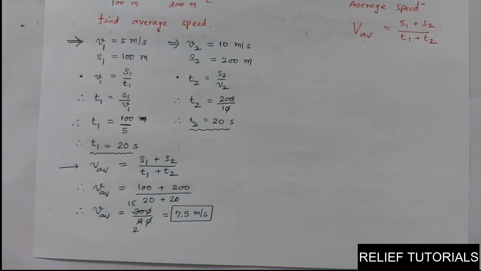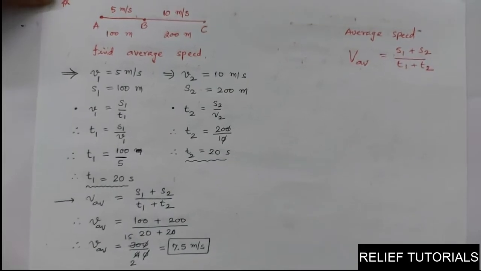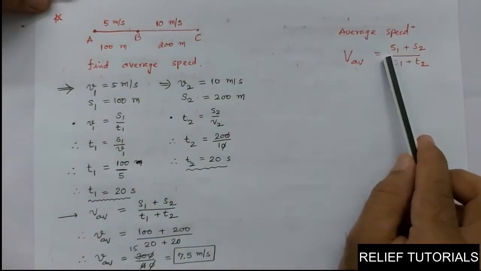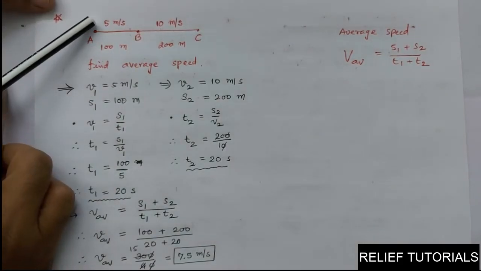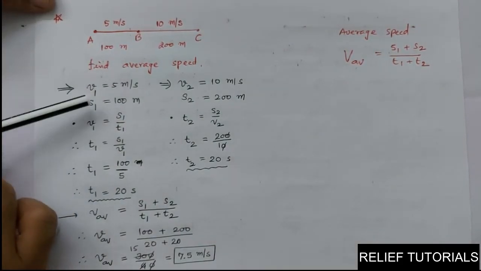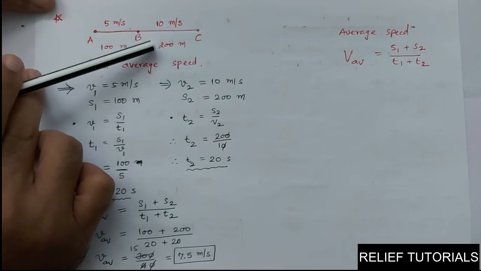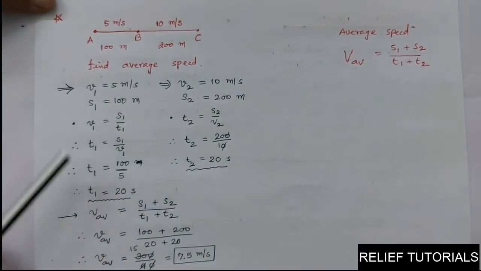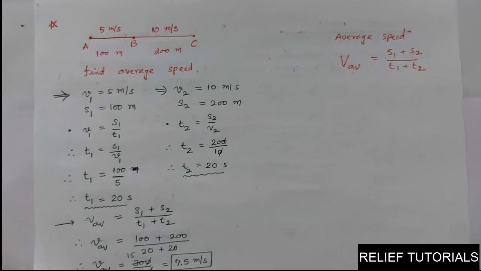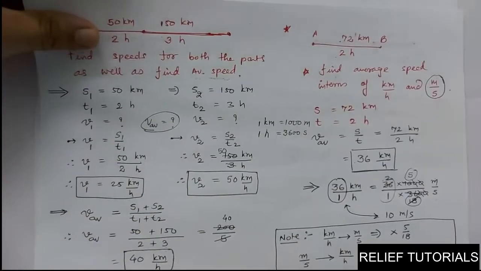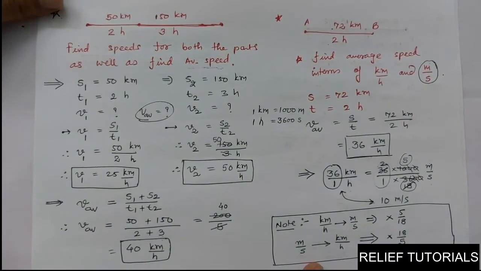So it is not always necessary that you have been given the information of S1, S2, T1, T2. Sometimes some are missing here. V1 and S1 are given, T1 is missing. V2 and S2 are given, T2 is missing. So first you find T1 and T2, and then you write the formula and find the answer. Now we want to analyze the questions we have solved. Look at here, the first problem we solved in the previous lecture.